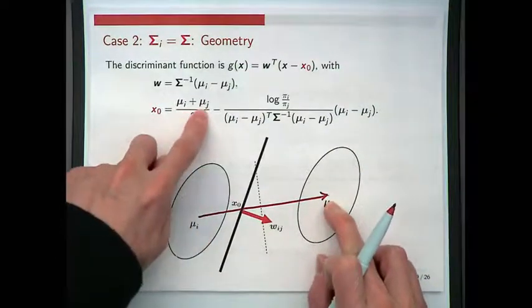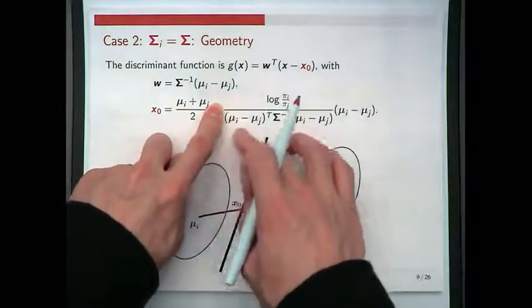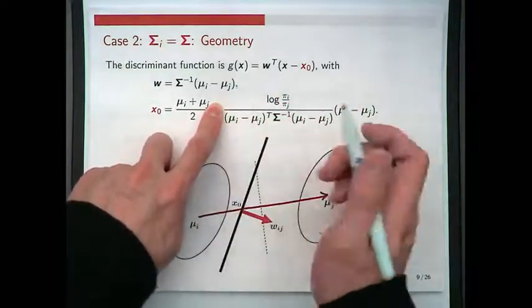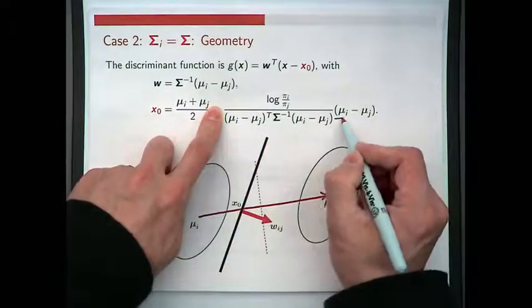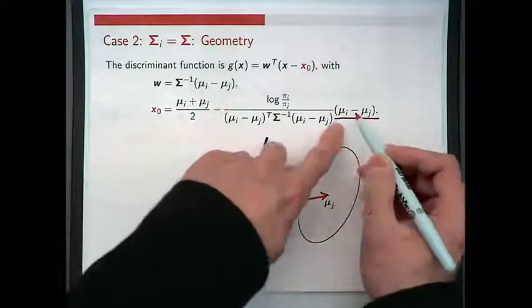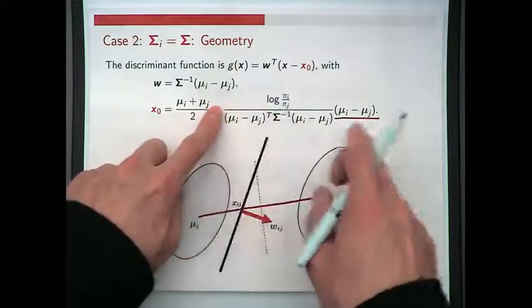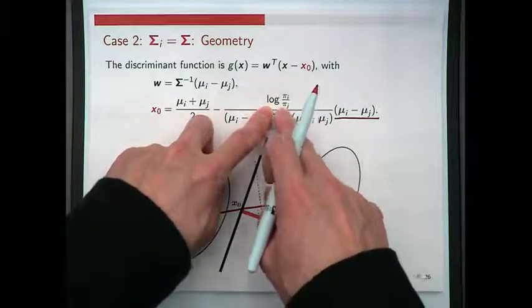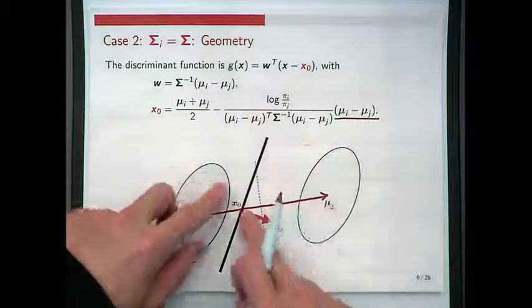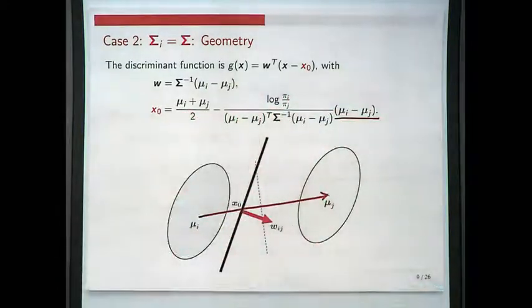Okay, so that's the midpoint, and then you have an offset. This offset is controlled by this quantity. It's a little bit complicated, but never mind, it says that this would be a constant, and then there is a moving direction, mu i minus mu j, so you move from here to there. Now, when do you need to take into account this offset? It will be when pi i is not the same as pi j.